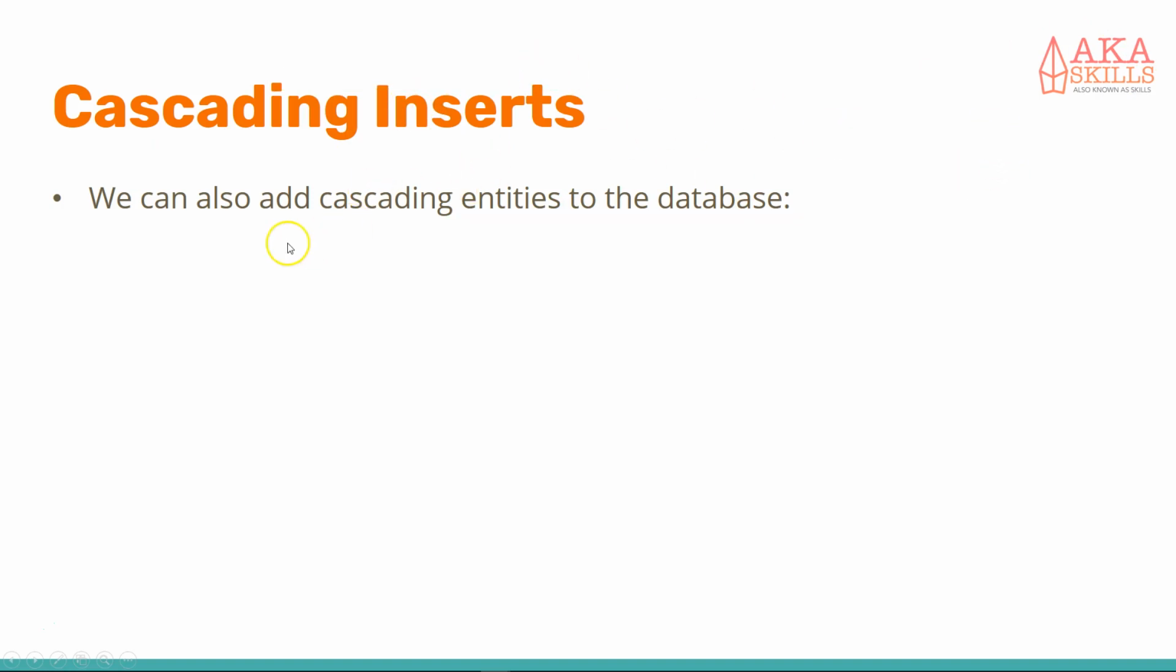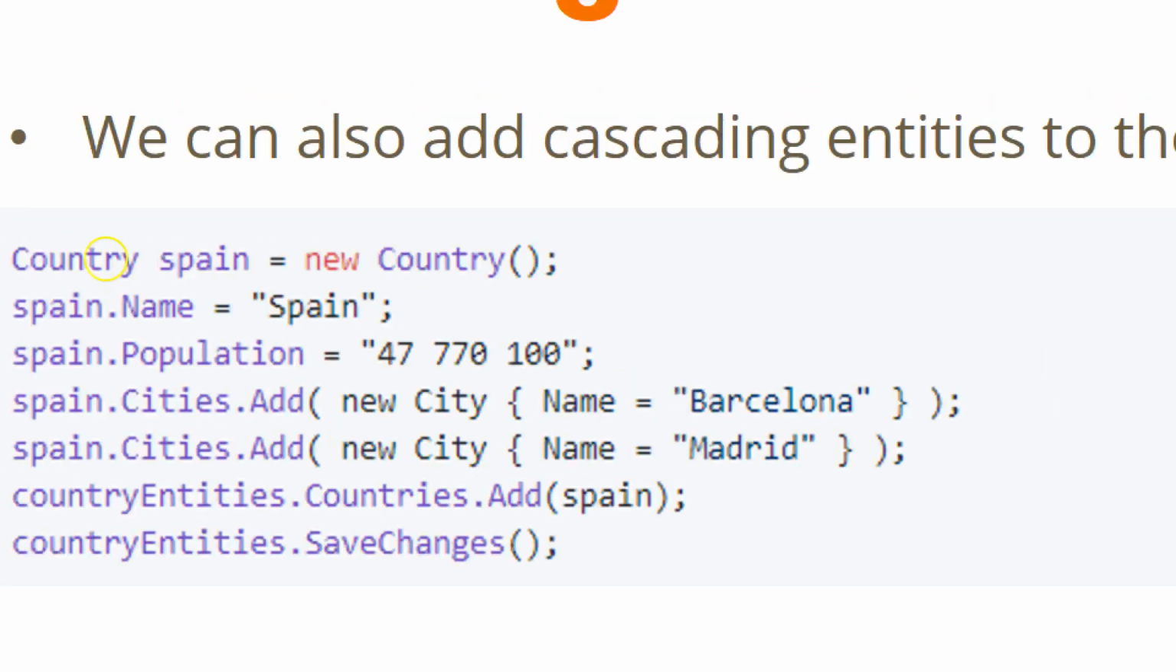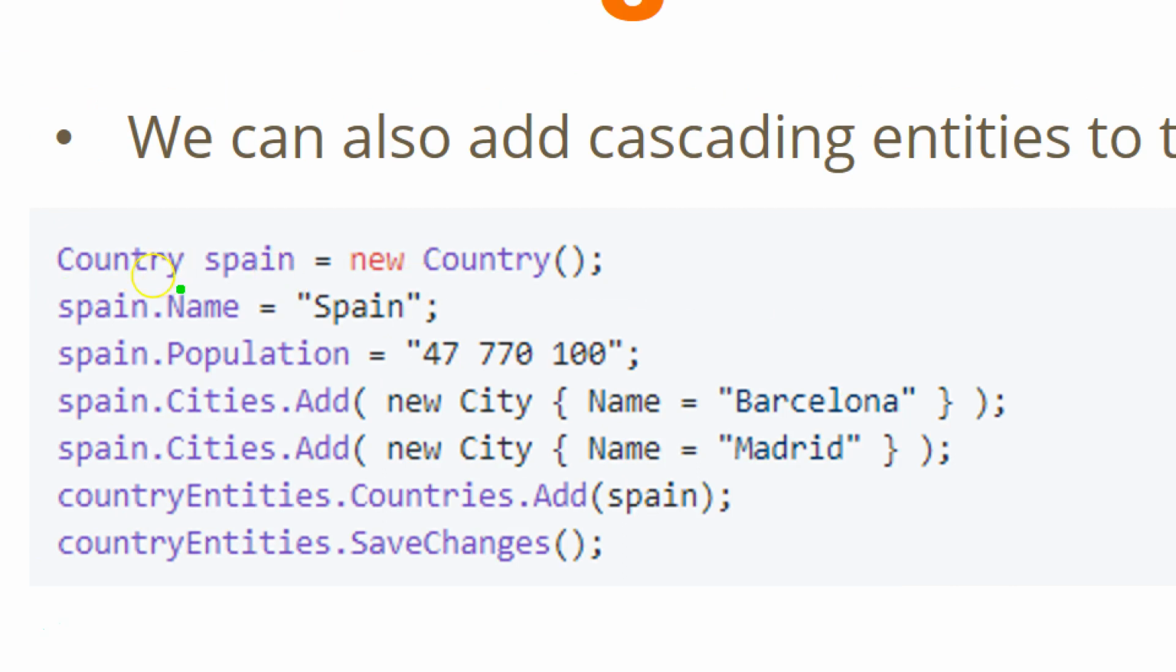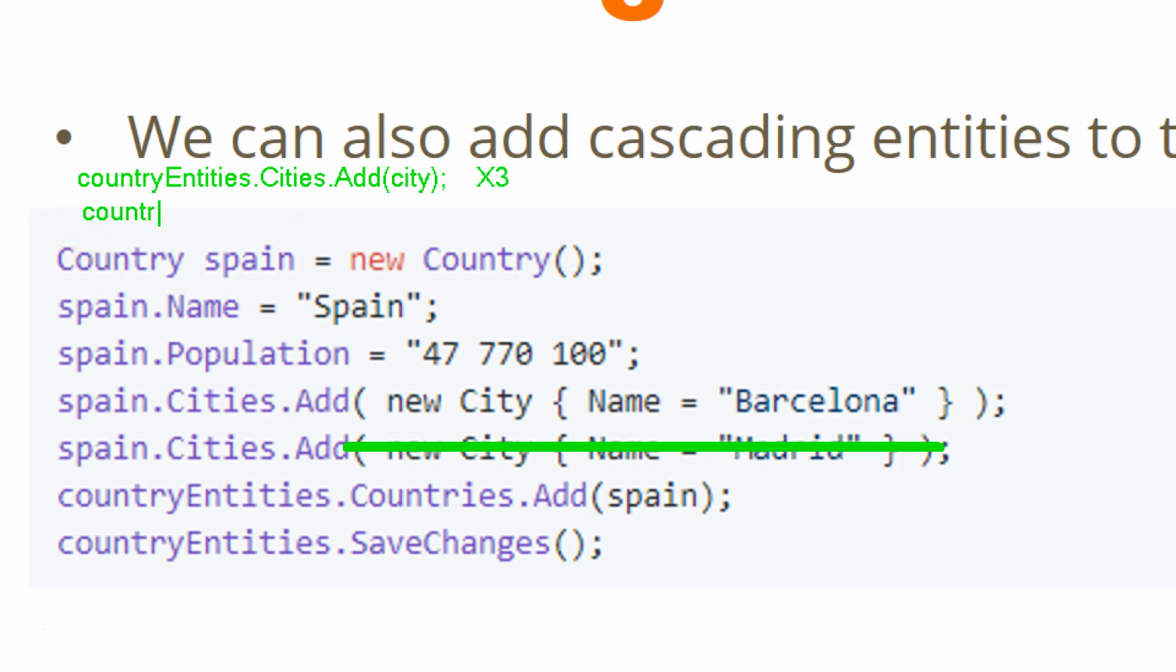What you can actually do, okay, here we can see it in the demo. So I got Country spain equals new Country. I'm saying spain.Name equals Spain. spain.Population equals some number. And after that, instead of first adding cities, so instead of saying here countryEntities.Cities.Add(city), and repeating this 3 times because I want to have 3 different cities, and for each of them countryEntities.SaveChanges.